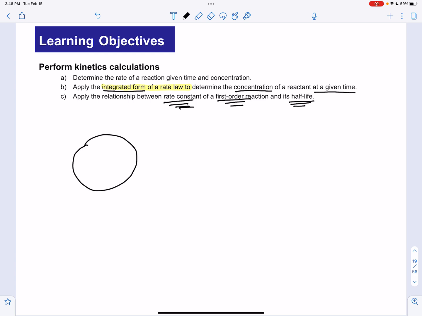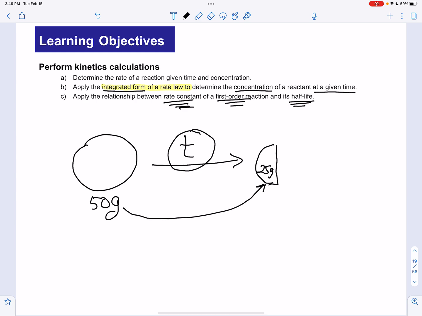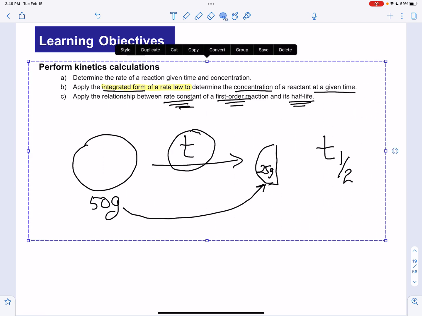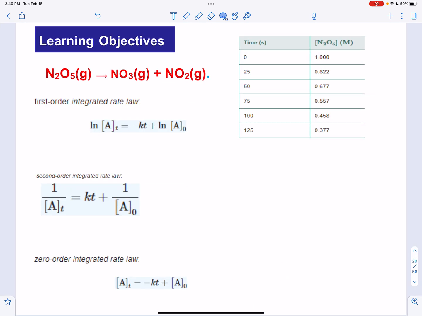If I have, let's say, 50 grams of something, and an amount of time goes by, and at the end I have 25 grams, that amount of time required for this to go to half of what it was is what we call the half-life. So half-life is nothing more than the amount of time required for something to be cut into half, or for a reactant to be consumed by half. And we're going to be using that a lot when we do nuclear reactions toward the end of the semester. So let's go ahead and do these objectives so we can get familiar with that.